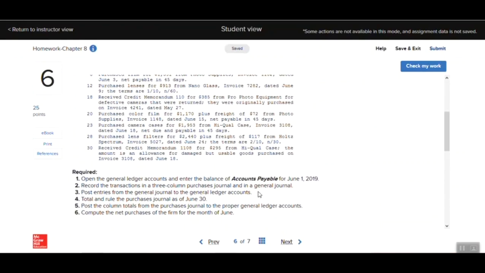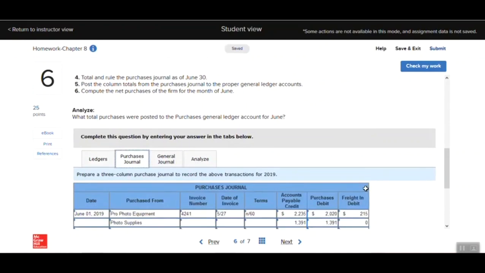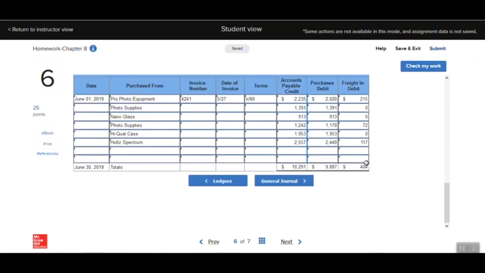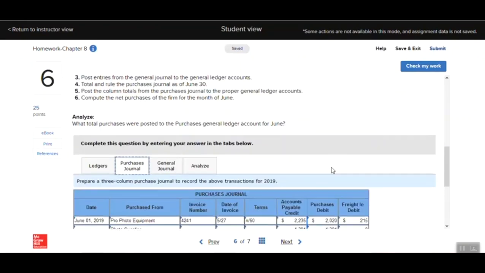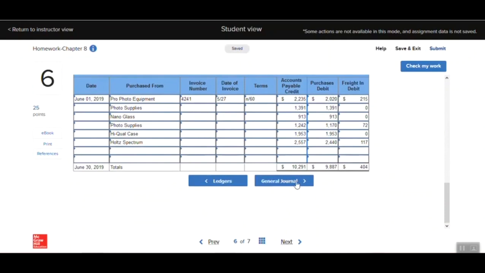All right, so we did that. Next thing it says to do is total and rule the purchases journal as of June 30th. There's really not anything to do because Connect is doing it for you. So it's just totaling those three amount columns for you. Then it says post the column totals from the purchases journal to the ledger accounts. So we've posted from the general journal. Now we've got to post from the purchases journal. And to do that, it's fairly easy.